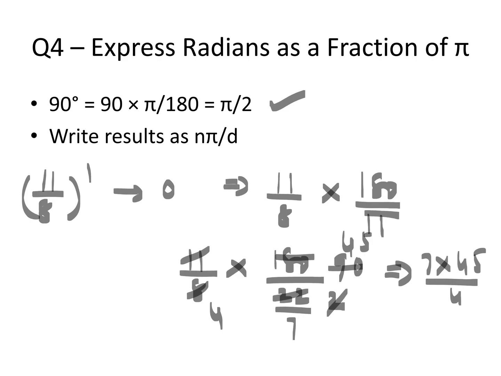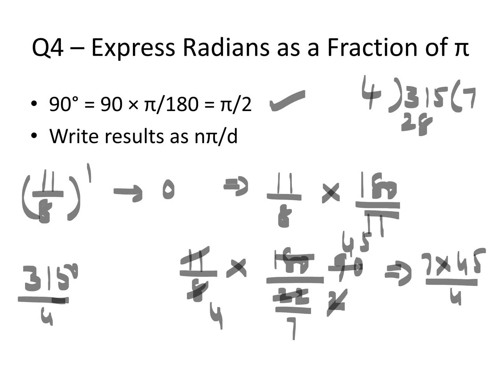7 into 45 is 315, so 315 by 4 here. In this case, I'm not getting complete degrees here. There may be some complete degrees and also minutes. To get that, divide 315 by 4. 4 sevens are 28, and 28 and 3 is 35. 35 means 8 times, 8 fours are 32, so 3 is left here.